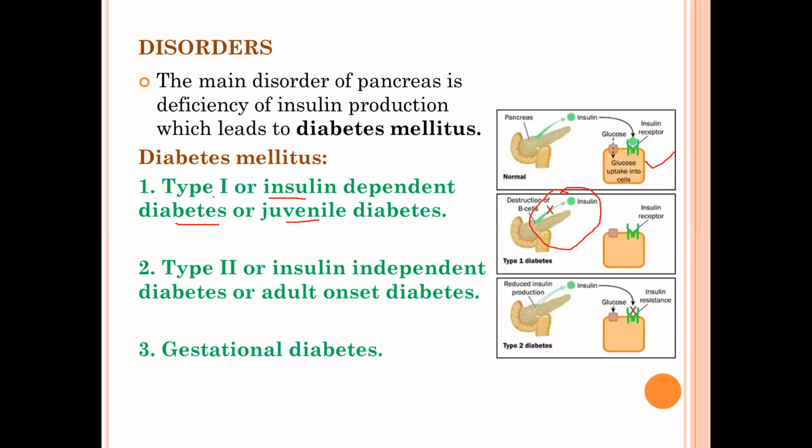Type 1 is called insulin dependent diabetes, and it is also genetic. Type 1 is also an autoimmune disorder. Whereas type 2 is called insulin independent. That means there is no requirement of giving insulin to these people.